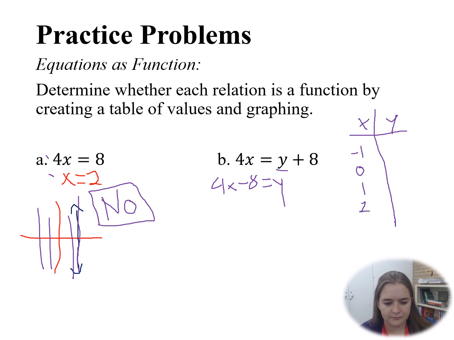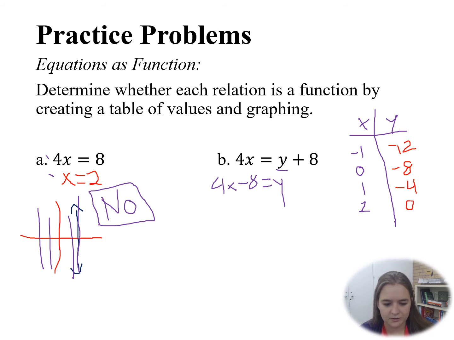If I plug in -1, I get 4x, or 4 times -1 minus 8. So that's -4 minus 8, which is -12. When I plug in 0, well, that piece goes away, and I'm left with just -8. If I plug in 1, I get 4 times 1 is 4, minus 8 is -4. And if I plug in 2, I get 4 times 2 is 8, minus 8 is 0.